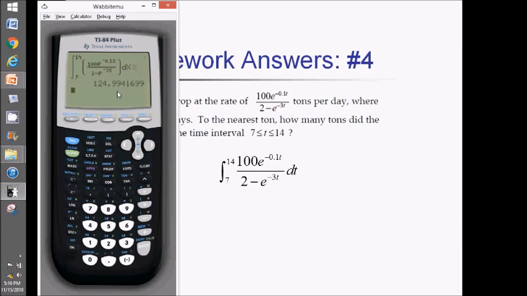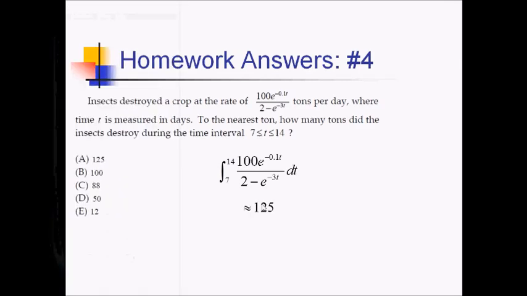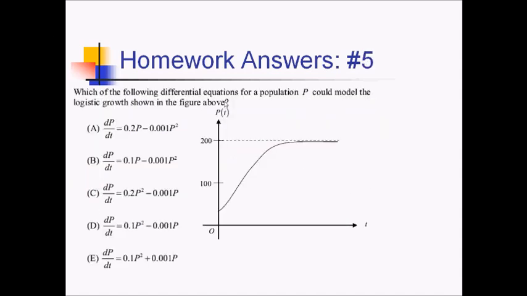Enter. And that comes out to roughly 125. So that's going to be choice A. For number 5, we're asked which of the following differential equations for a population of p could model the logistic growth, and they spell it out. This is logistic growth, shown in the figure above.